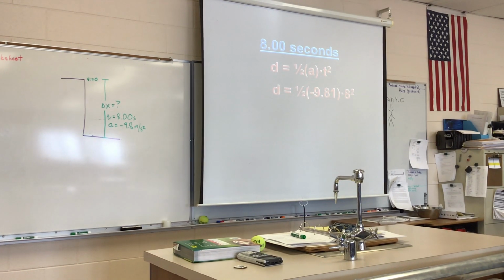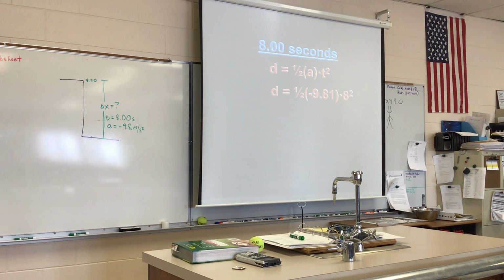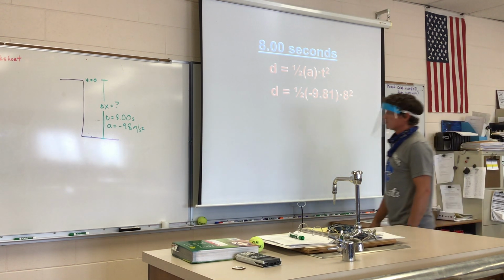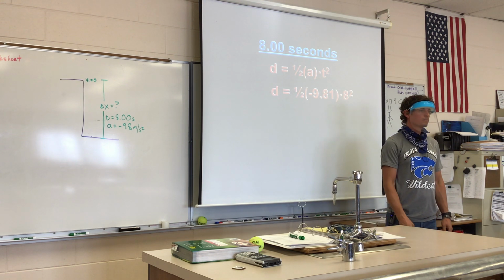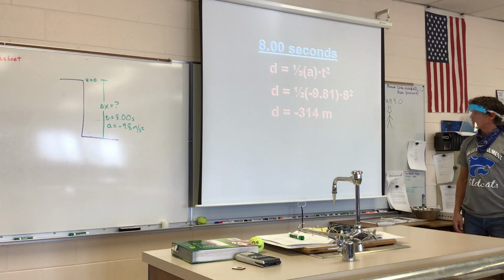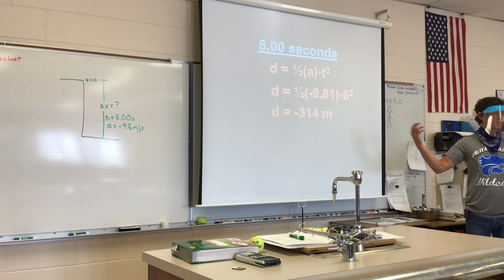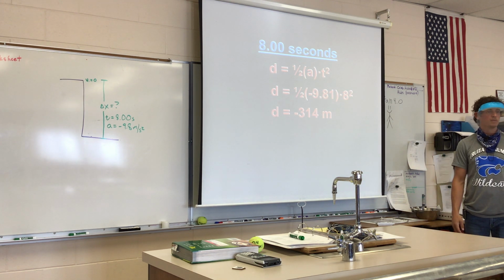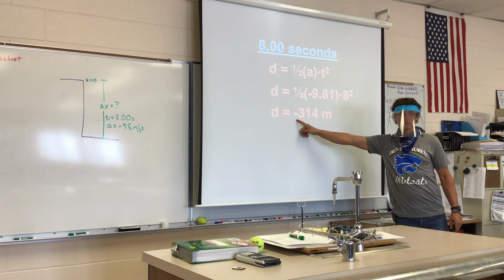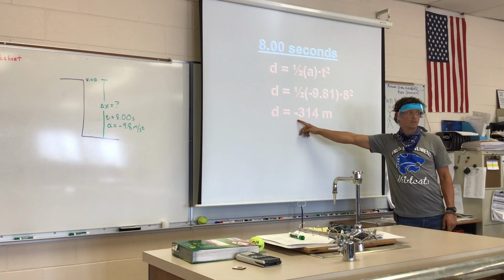H in the back, what do we get? Very nice. We get 300 and change. I rounded mine to 314. If you plug it in like this, it will also come out negative, telling us the direction.